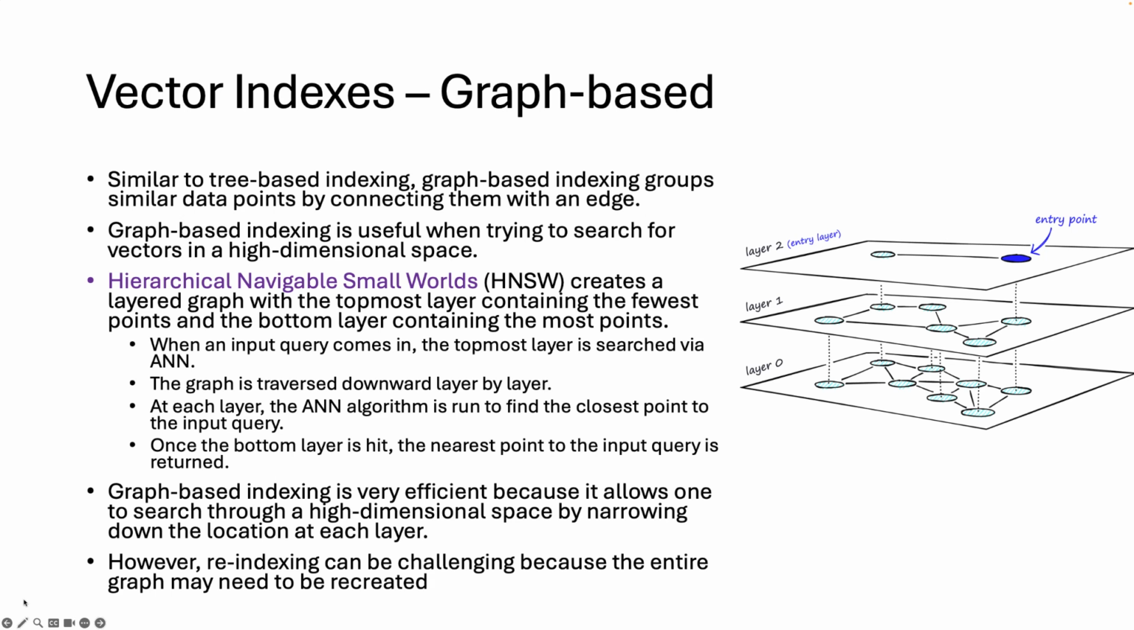One of the more popular approaches is graph-based searching. It's similar to tree-based indexing, but with graph-based indexing, it groups similar data points by connecting them using edges. So graphs and edges are common within this. Graph-based indexing is useful when we have really high dimensional space.